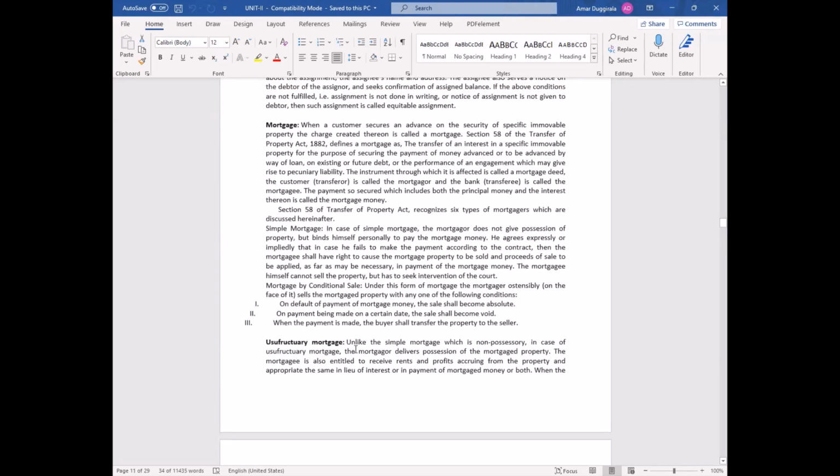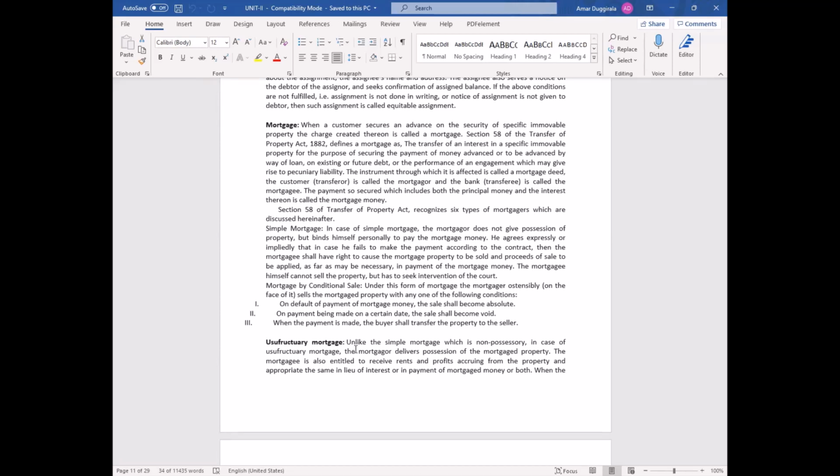Mortgage, where a customer basically secures an advance on the security of specific immovable properties to charge. That is called mortgage. Mortgage is associated with immovable property like land, building, etc., factory. It would not be on movable properties like vehicles, etc. So it is covered by Transfer of Property Act 1882. It tells you what is mortgage, who is a mortgagor, and who is a mortgagee. Mortgagee is basically the bank which is receiving the security, and the person who is giving the security as a pecuniary liability, that person is called transferor or mortgagor.